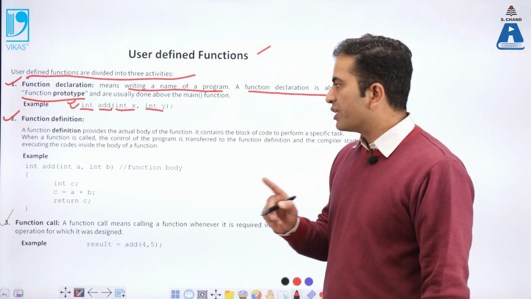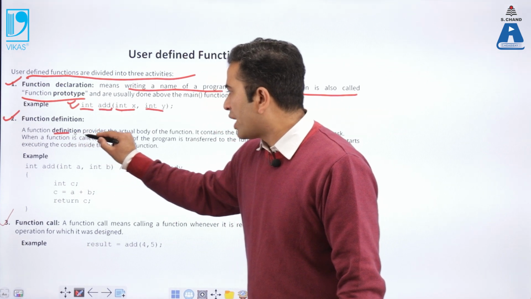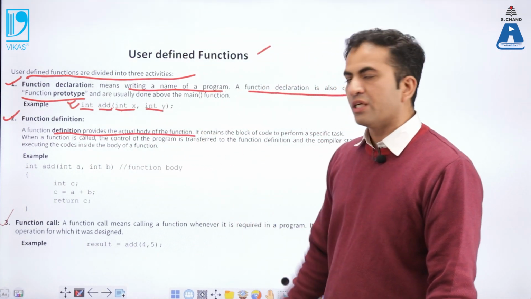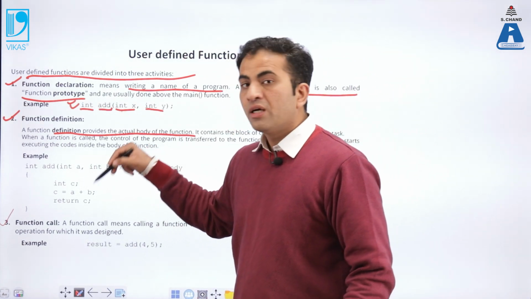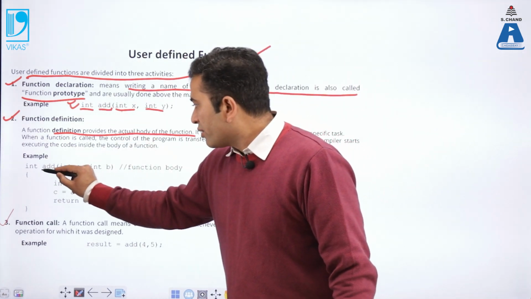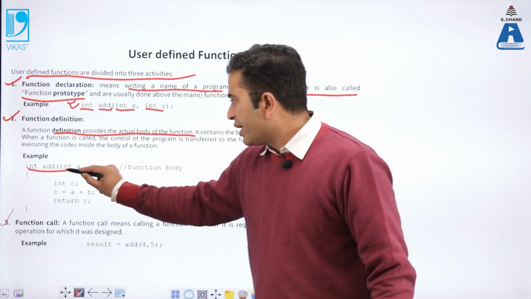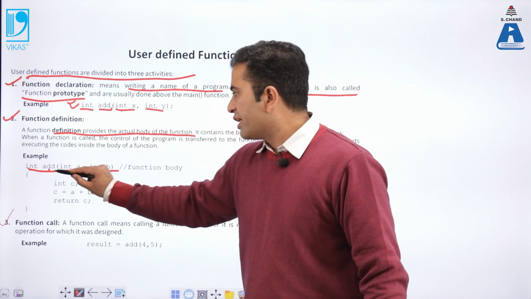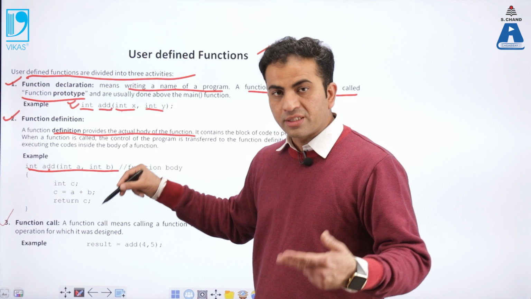The next is function definition. Function definition provides the actual body of the function, meaning what this particular function does. So this is the function body. Add is the function name. Int a and int b are the two parameters of this function, or you can say arguments.